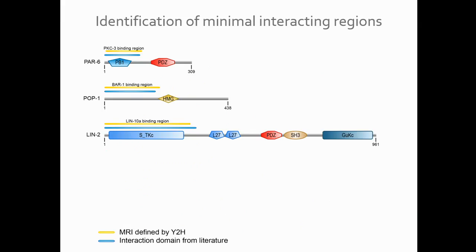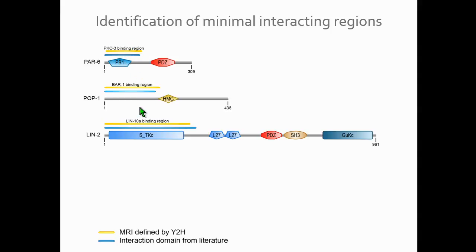The other reason that we used fragments was the identification of interaction domains. And I just want to show you a few illustrations. So these are interactions that are well described in the literature that we then recovered also in the yeast two-hybrid, and for which interaction domain information was known. For example, here I'm showing you the full-length par6 protein. And in yellow, I'm indicating the region that our two-hybrid experiments say is responsible for the interaction with PKC3. And in blue, I'm showing you the domain that was shown to be essential for this interaction in the literature. So that's well known, that the PB1 domain of par6 mediates the interaction with PKC3.